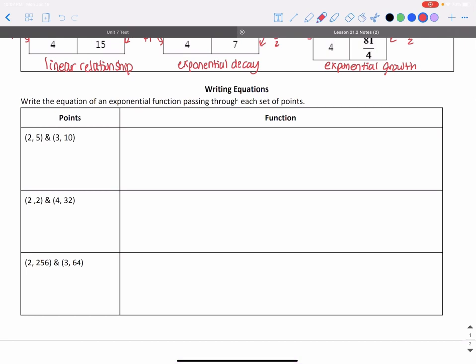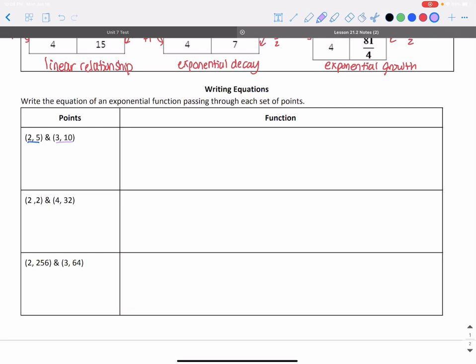All right, the next thing I want to do is write equations of an exponential function passing through a set of points. So if I'm given 2 points, I want to be able to create a function that both of the points fit. So if I'm given the 2 points, (2, 5) and (3, 10), what I want to do is create a system of equations, just like when I had 2 points given to me for a linear relationship, and I wanted to find the function that fit both. I would create a system of equations and then I would solve. So I'm going to do that here too.